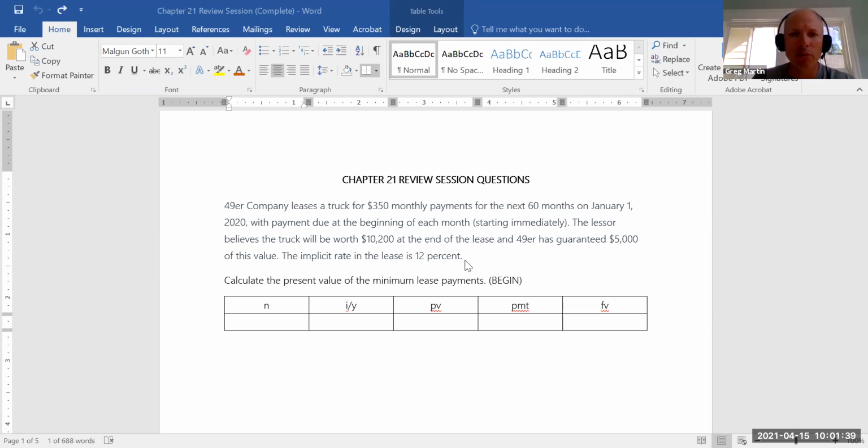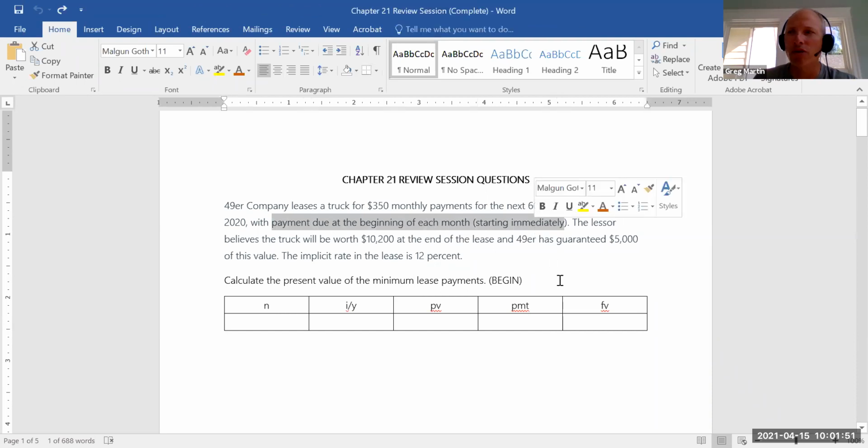All right, so let's jump into this. We have the first problem here. There's a $350 monthly payment for 60 months. Importantly, it says that the payment is due at the beginning of each month, so the payments start immediately. It says that the lessor believes the truck is going to be worth $10,200 at the end of the lease, and 49er has guaranteed $5,000 of this value, and we have the implicit rate given as 12%.